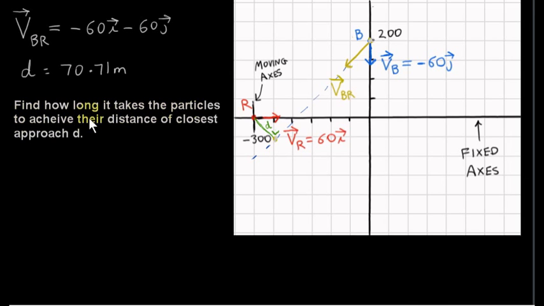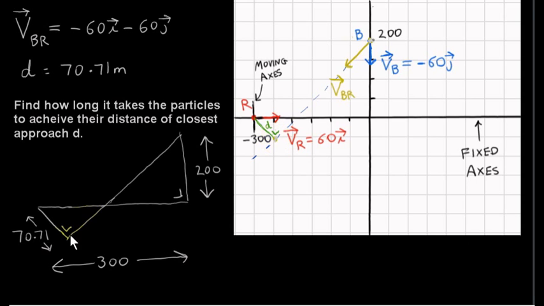Find how long it takes the particles to achieve their distance of closest approach d. So we want to find out how long it takes particle B to go from here to here, as seen from R. The first thing we're going to do is get the distance of this point to this point here. Now one way to find this distance is to get the distance of R to B at t equals 0. So get the distance between the particles in their initial positions.